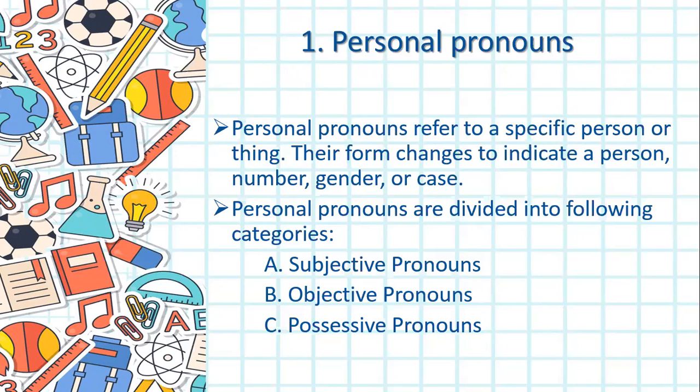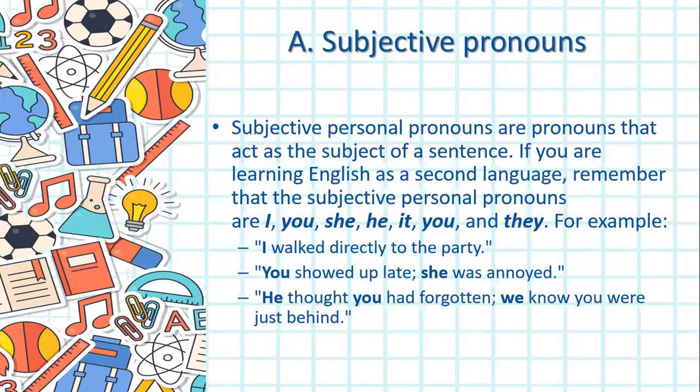So, personal pronouns are divided into the following categories. This means that even the personal pronoun, the first type, has 3 categories: subjective, objective, and possessive. Subjective, this is just the most commonly used pronouns that act as the subject. So subject pronouns, these are called subjective.